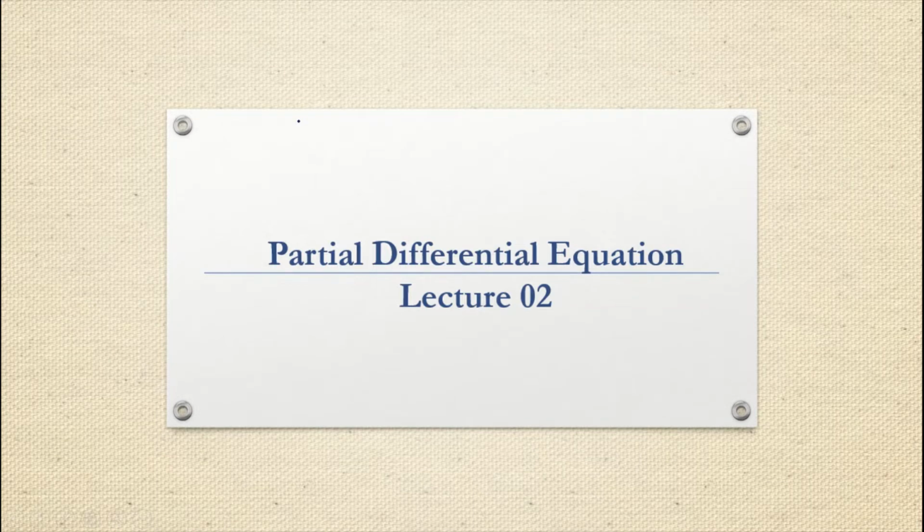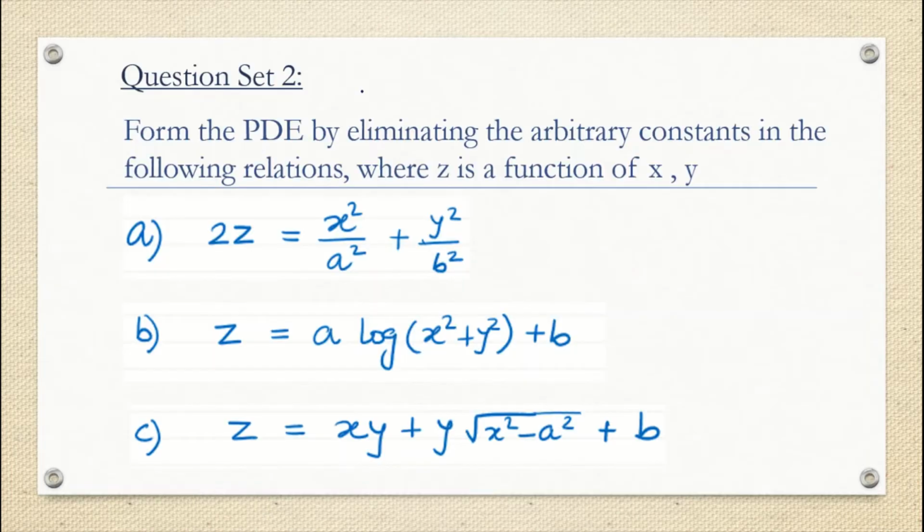So in last class we had discussed the introduction of partial differential equation, like what is partial differential equation, and in today's class we are going to see the formation of partial differential equation. We have to study formation of partial differential equation by two methods. The very first method which we are going to cover in today's class is by eliminating the arbitrary constant, and the second method is by eliminating the arbitrary functions, which we will be covering in coming classes.